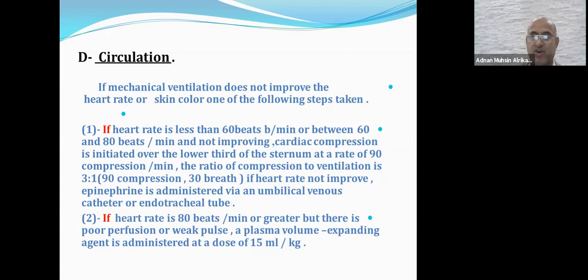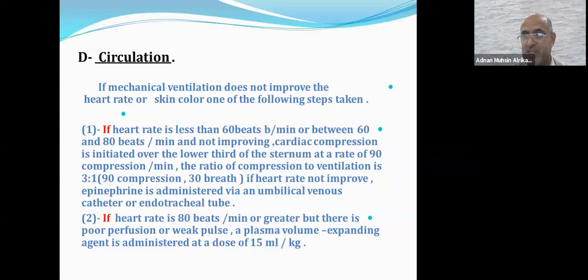You should press on this area at a rate of 90 compressions per minute plus 30 breaths. So the ratio should be 3:1. 3 compressions at the lower third of the sternum, and then give 1 breath, 3:1.